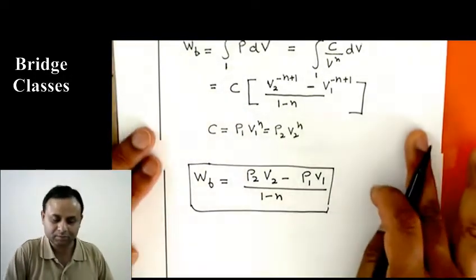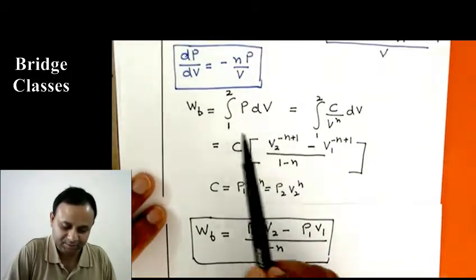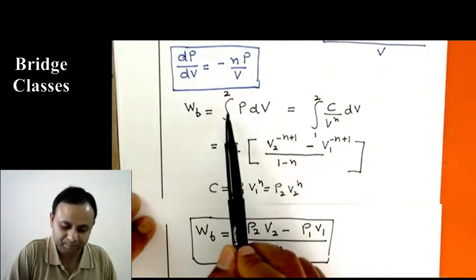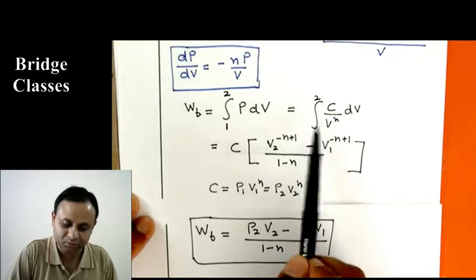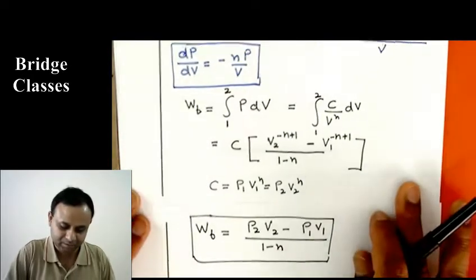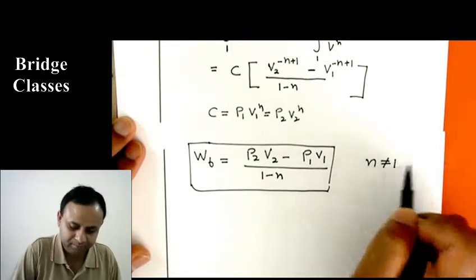Okay, so this is fairly easy. If you are given any process and you have to evaluate boundary work, then all you need is to express pressure in terms of volume and then do the integration. Okay, so that is boundary work for a polytropic process when N is not equal to 1.